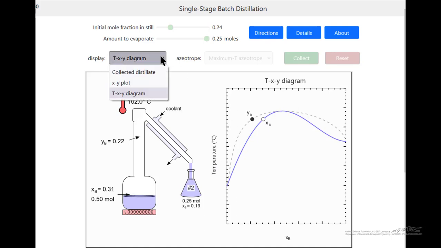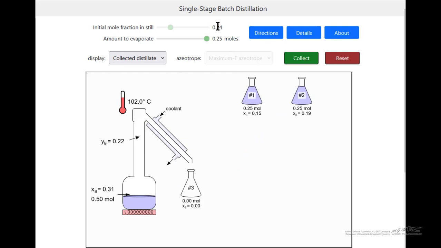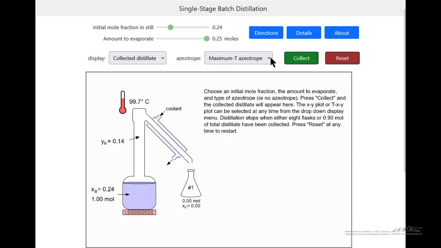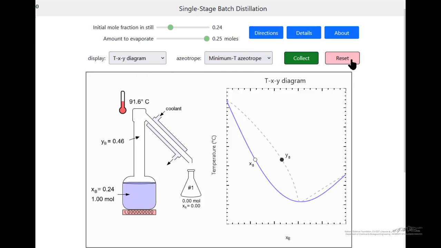Let's switch over. We can see the mole fraction, we started with 0.24 for the more volatile component, but the mole fraction is only 0.15 here because we have a maximum temperature azeotrope. We could also select a minimum temperature azeotrope, and if we do that, let's look at the Txy diagram, we'll see that as we start collecting, temperature goes up, so we're moving further away from the azeotrope.